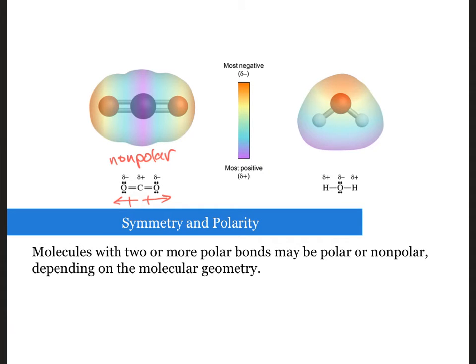Contrast this with a water molecule. H2O contains two polar bonds with electron density that adds together, piling up on the more electronegative oxygen atom in the bent molecular geometry, resulting in a polar molecule. Let's work through some more examples.